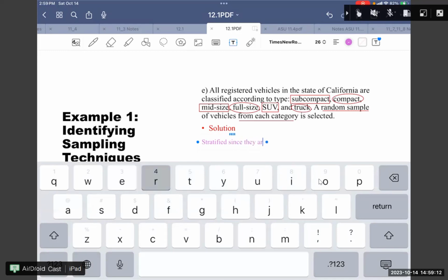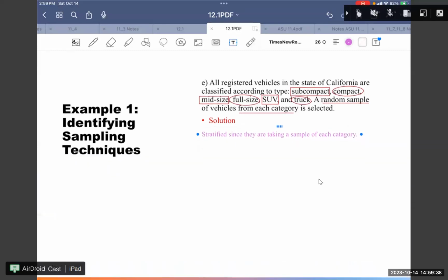They are taking a sample of each category. Okay.